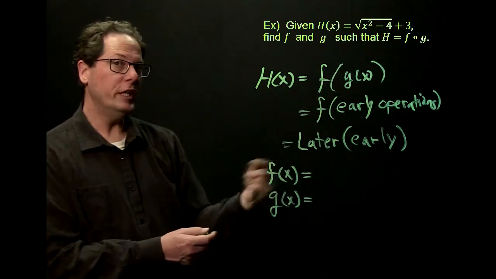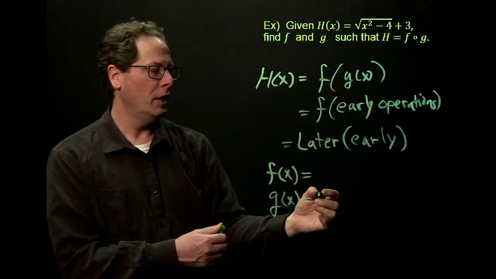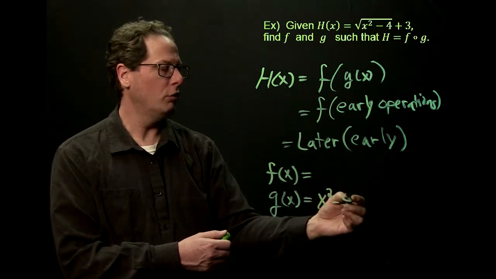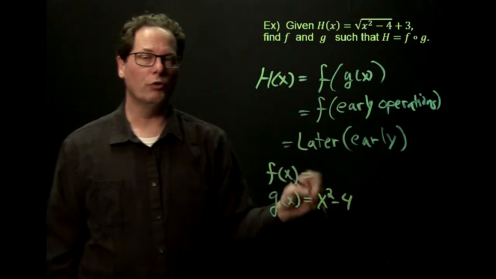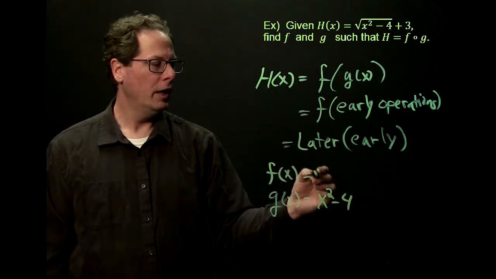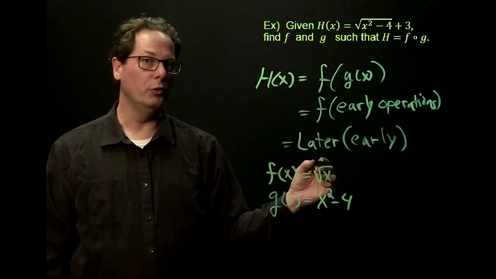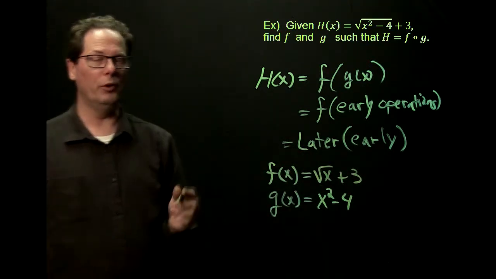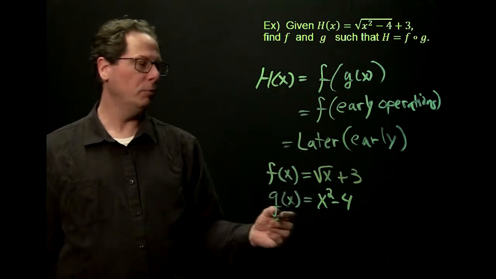And so g is going to take on those early operations. So let's make g equal to x squared minus 4. Let's let it do all those early operations. And then f is going to do the rest of the operations. And so we still have to take a square root, and then we want to add 3. Now there are multiple answers. This is just one possible answer.